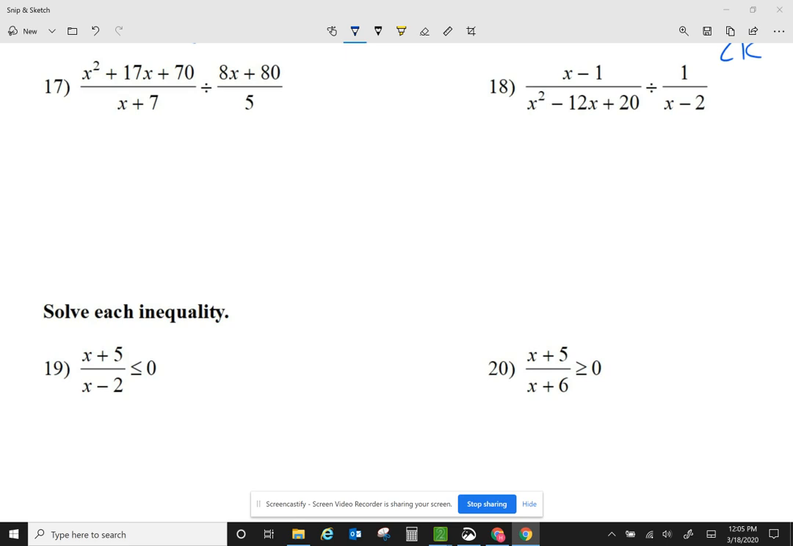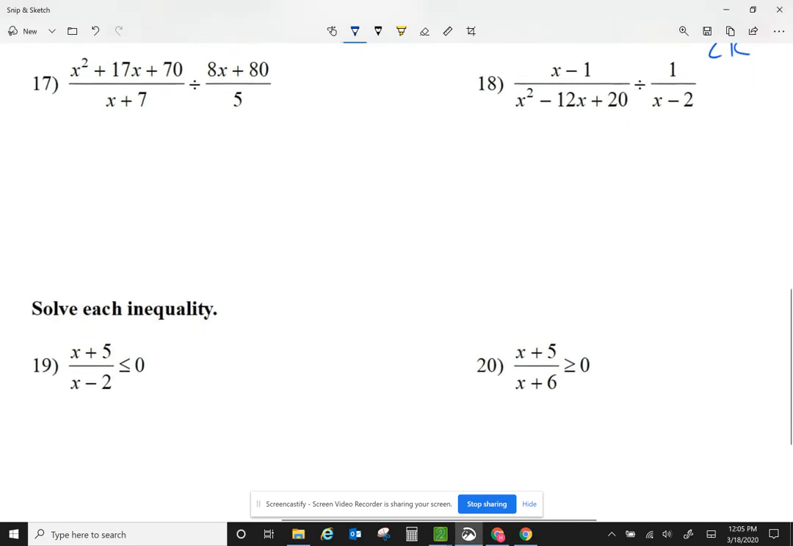All right, let's review division now. Let me factor the top. I'm going to have x plus 7, x plus 10. The bottom, I have x plus 7.